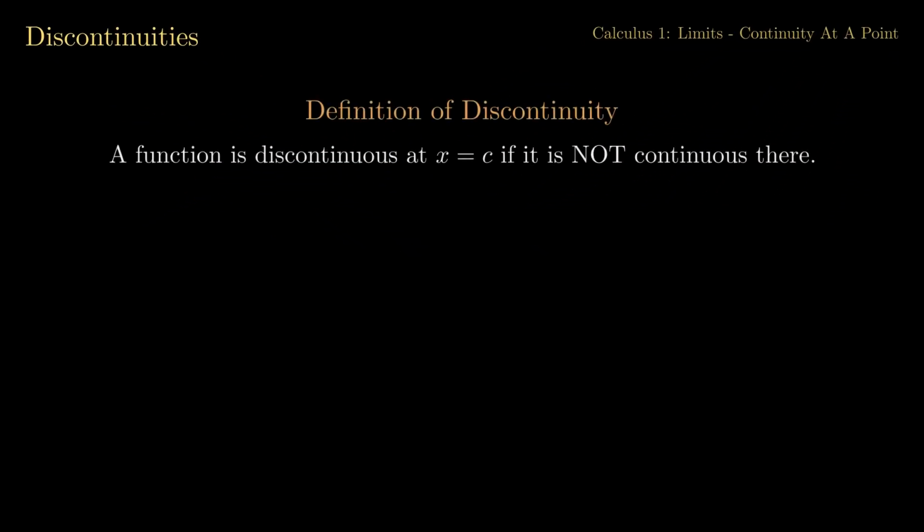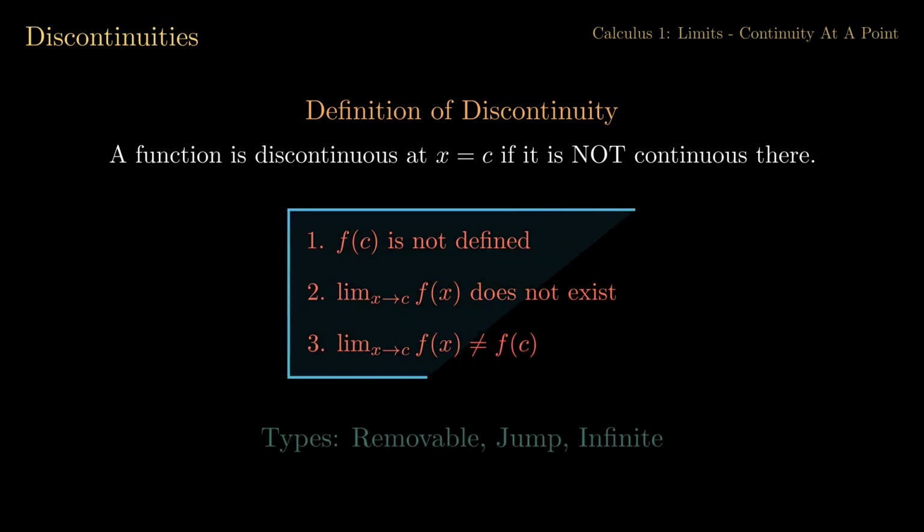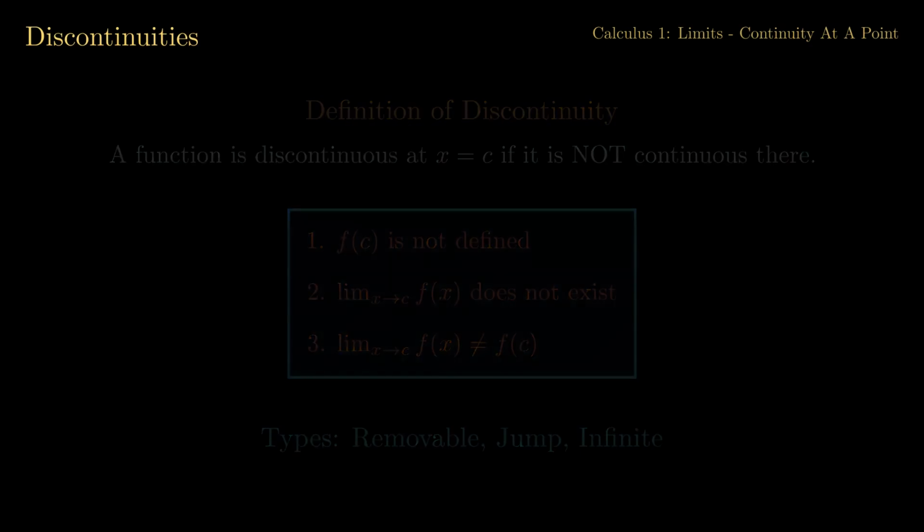First, let's define discontinuity. A function is discontinuous at a point when certain conditions fail. These conditions include if the function is not defined, or if the limit does not exist at that point. Another condition is when the limit does not equal the function's value. Discontinuities can be classified into several types.